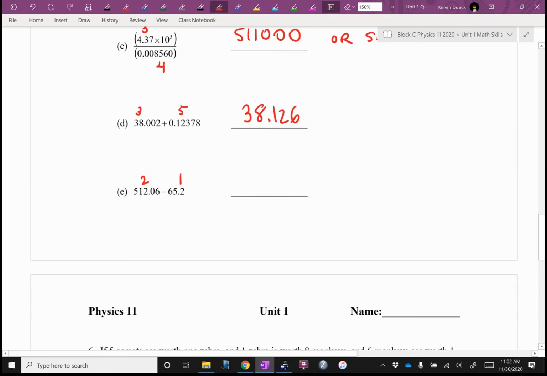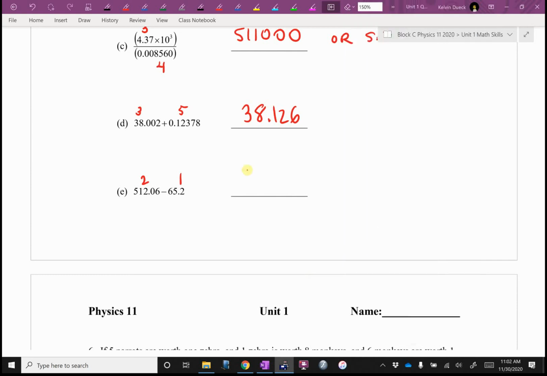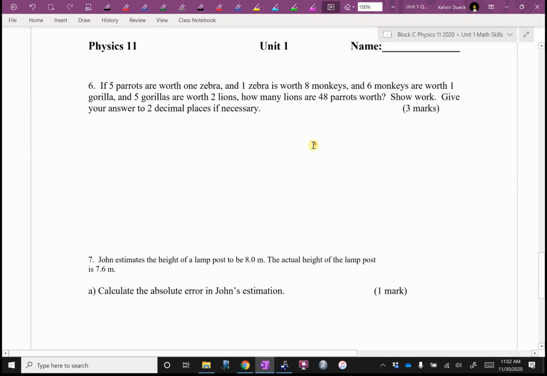2 decimal places, 1 decimal place. 512.06 take away 65.2. 1 decimal place is the 8. Yeah. 446.9. Number 6.